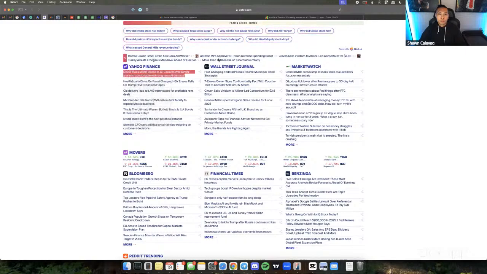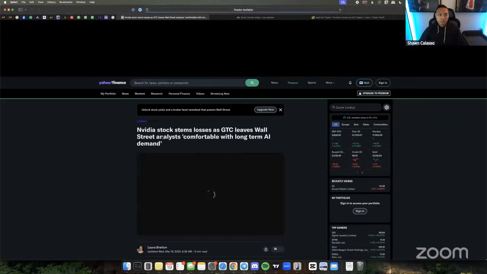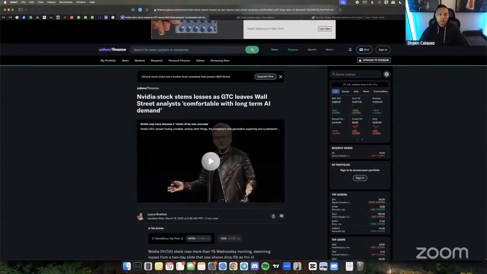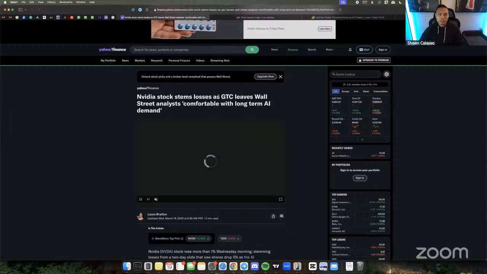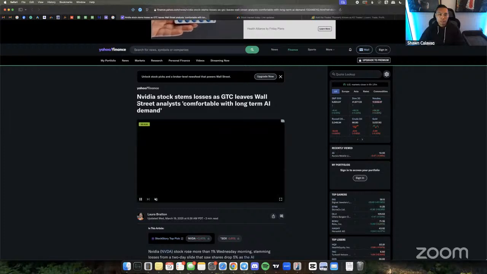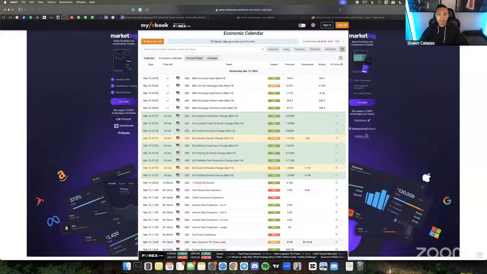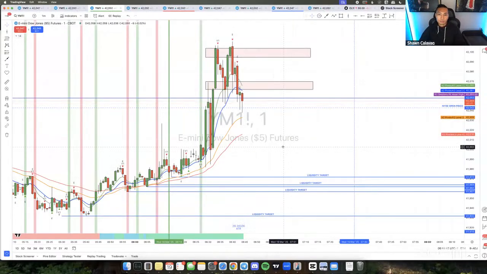Yeah, I think this is something kind of big because Nvidia is in YM. Nvidia stock loses steam as Wall Street analysts are comfortable with long-term AI demand. Before, if you guys remember, AI was huge, right? It was the thing everybody was talking about and focusing on. But with Trump now president, AI isn't really the thing now because we have a lot more important things to worry about, right?